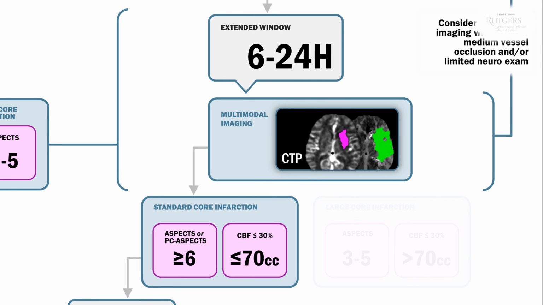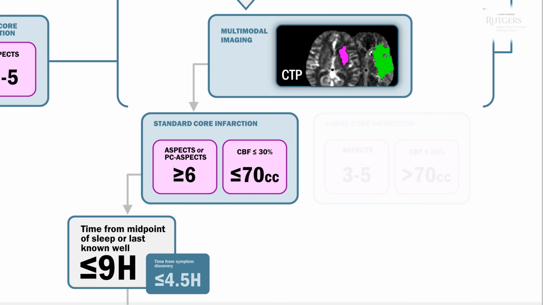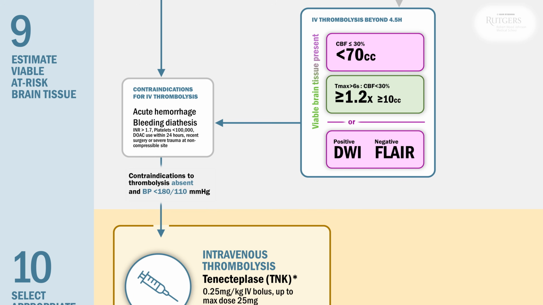When the time of symptom onset is unknown, as is the case with the so-called wake-up strokes, we need to consider thrombolysis within the 9-hour window. Again, as long as the patient presents within the 4.5 hours from symptom discovery. If the core is less than 70 cc's and the core to penumbra mismatch is at least 1.2 times, at least 10 cc's of viable brain, thrombolysis becomes an option.